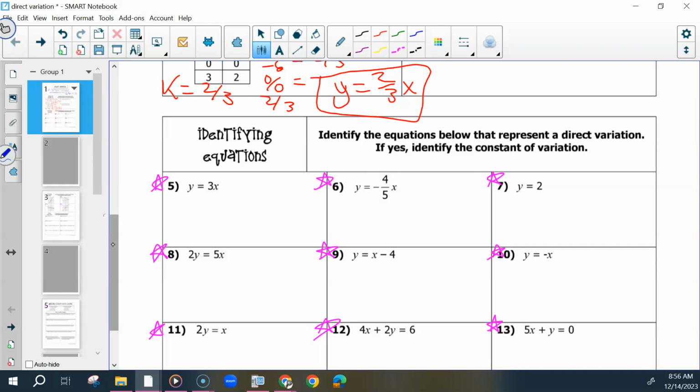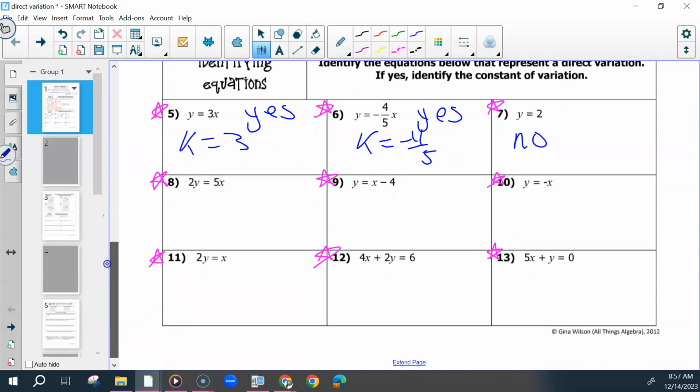Yes. So because it is, what is the constant of variation or proportionality? 3. What about 6? So you're saying it is direct? Yes. And the k value is -4 over 5. What about 7? No. No, there's no x, it can't be.